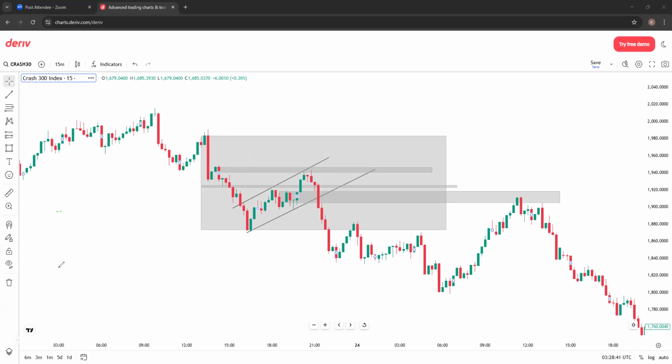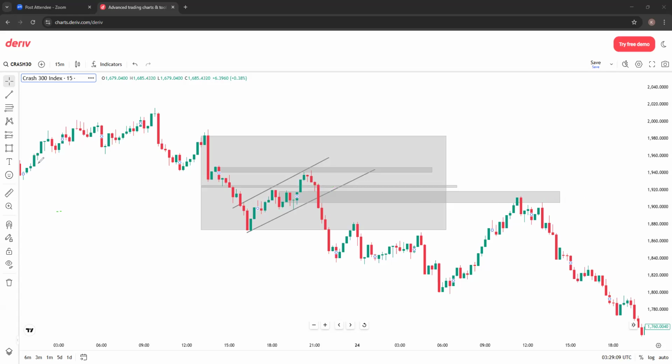You could enter this flag over here in two ways. You could say if you have a change of character in M1 or in your lesser time frames, let's say maybe this was your H4, right? If you had a change of character, you could straight away trade it, or you could wait for a break of structure. Remember what we talked about yesterday when we were talking about break of structure.